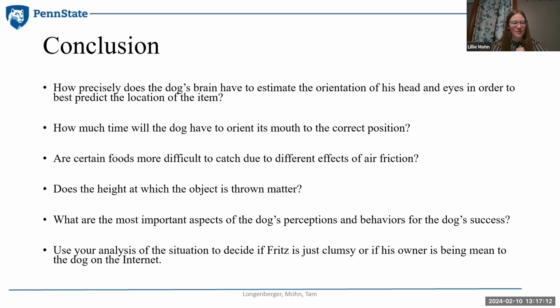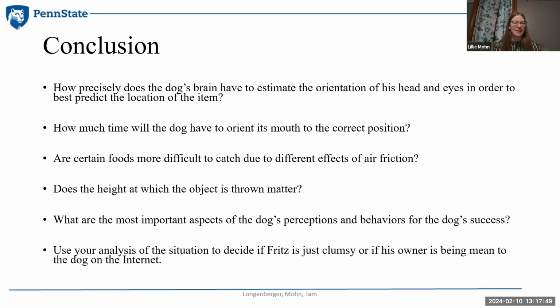Next, what are the most important aspects of the dog's perceptions and behaviors for the dog's success? So the most important factors that we saw, and this was just based on trial and error, were the distance between the food and the dog, and also the time that passes between the throw and the catch. However, with enough iterations, the time actually ended up not being as necessary. It just meant that the dog took longer to learn how to catch the food.